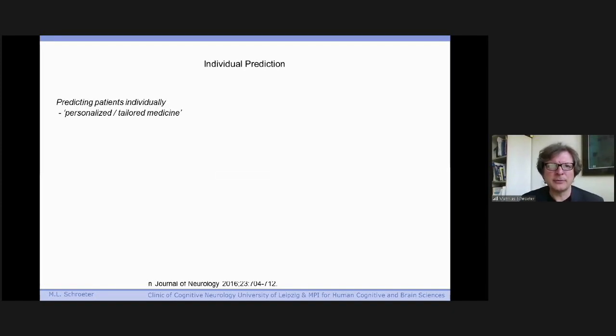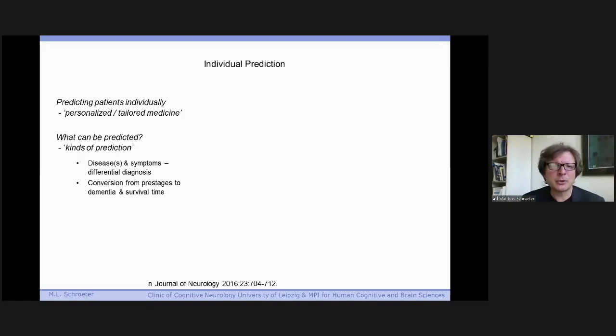Predicting patients individually is done in the framework of personalized or tailored medicine. We have different kinds of prediction. We can predict diseases, symptoms, and differential diagnosis. We could even predict conversion from pre-stages to dementia, or survival time. And we can also predict treatment success or side effects for differential therapy.